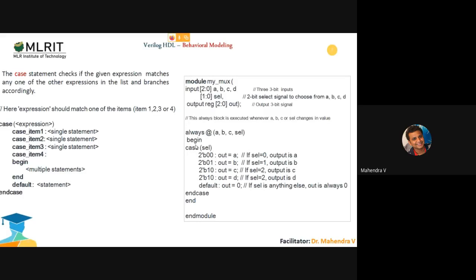Now here in the always block, always begin. Why? Because we are writing multiple statements in between, that's why always begin and then end. Now in the case brackets we write the signal for the comparison. Here we have to compare the select signal in order to connect the inputs to the output. If that is 00, output is connected with A. If that is 01, B is connected to out. 10, C is connected.